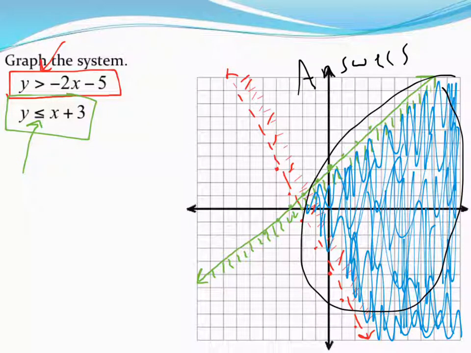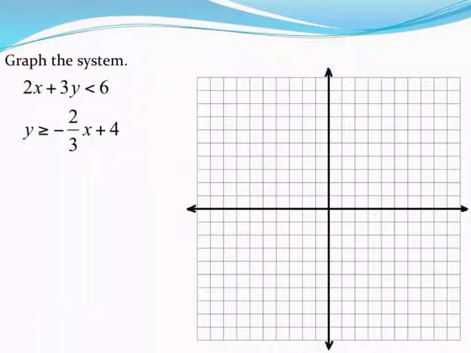So if you want to do that, that's fine, but make sure it's very obvious where your colors have blended and where your answer is going to be. So that's what I'm looking for when we find the solution to a system of inequalities. And I've got a couple more examples if you want to see those as well.